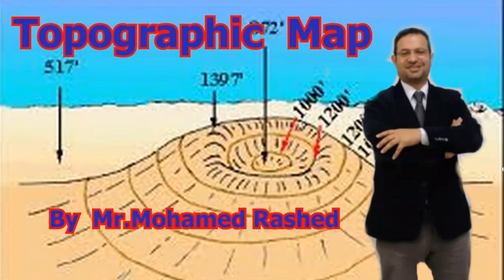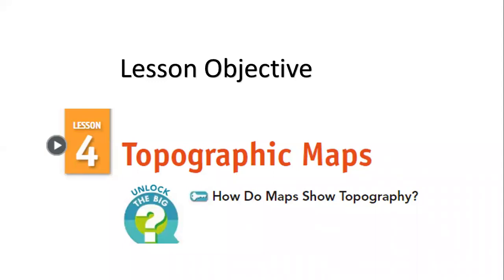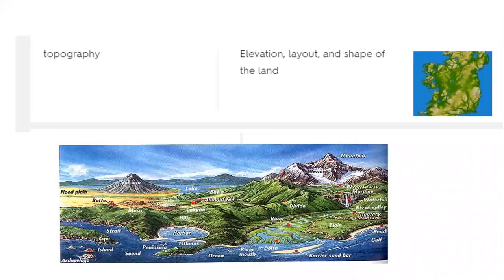Our lesson is talking about topographic maps. Let's start with the objective for this lesson. The main aim for this lesson: how do maps show topography? How does this map show or explain the topography? I know most of the students have a problem with the word topography. What is the meaning of topography? So the topography here actually means the landforms, like mountains, like hills, like all of this. So topography explains the elevation, layout, and shape of the land.